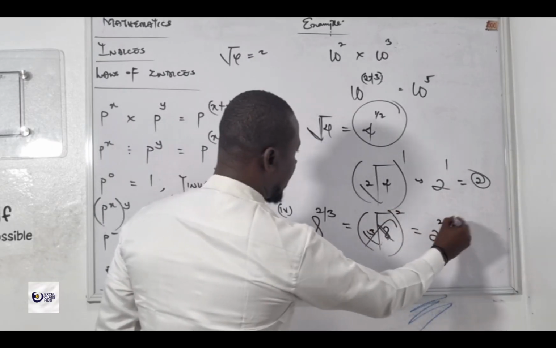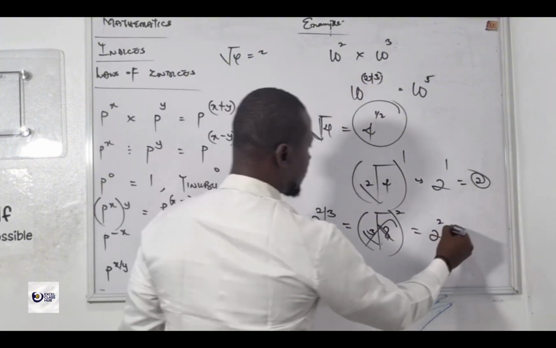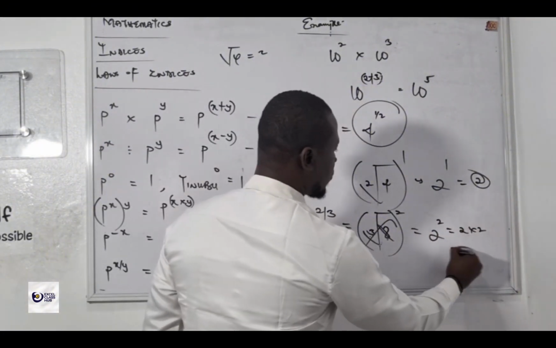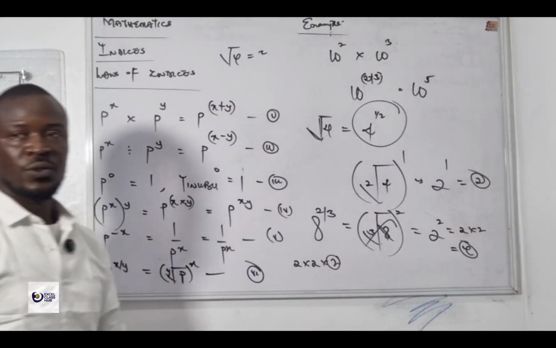I see I have 2 up here, which is 2 raised to the power 2. And 2 raised to the power 2 means 2 times 2. And 2 times 2 is what? 4. So that is it.